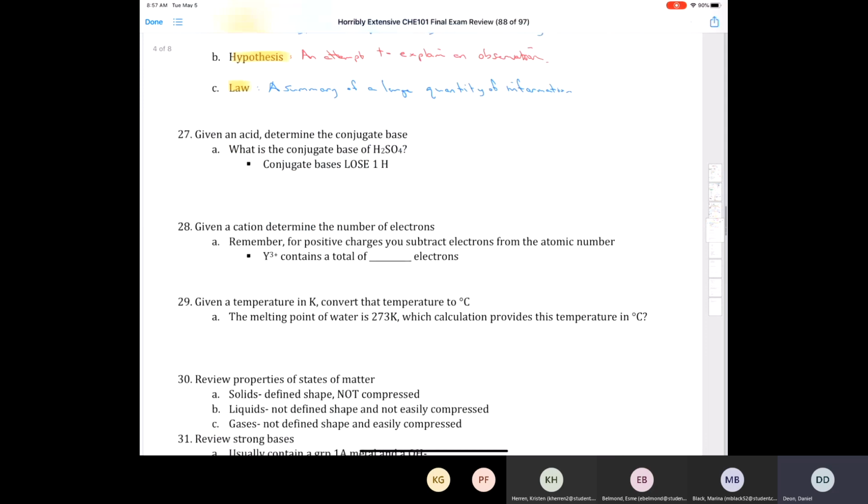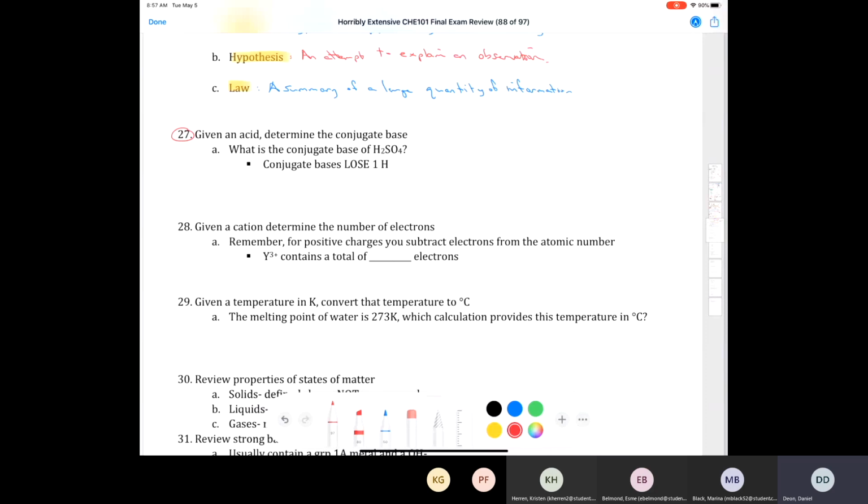Next question. Question 27 says, given an acid, determine its conjugate base. What is the conjugate base of sulfuric acid? Remember, if you have an acid and you put that acid in water, it's going to dissociate to form A-, which would be its conjugate base, plus hydronium. What's the definition of an acid? An acid is an H+ donor. That's the definition according to Bronsted-Lowry. And so this would be our acid. Why? Because it's losing a proton.